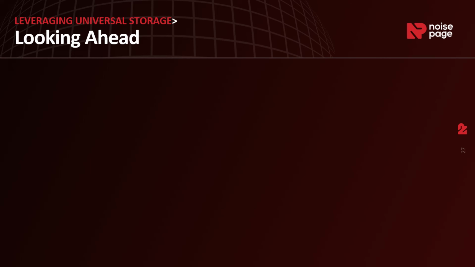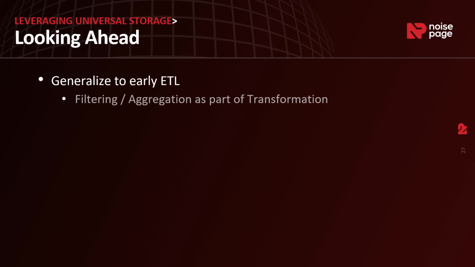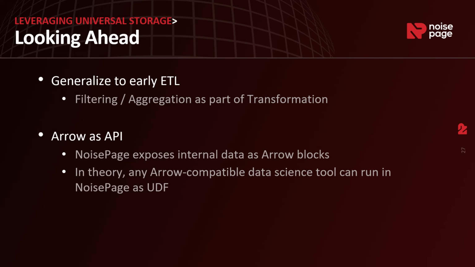Looking ahead, we can try to add more functionality to NoisePage's transformation process and introduce features such as filtering or aggregation, essentially pushing the entire ETL pipeline, including some stateful processing, up into the OLTP system. Or, perhaps more interestingly, because NoisePage has Arrow data natively, Arrow can serve as an API between the database and external tools. Because much of the data science world is programmed to work with Arrow, in theory, any of them can execute directly as a UDF on NoisePage, because NoisePage's data is mostly in the same format. This opens up some exciting opportunities for compute shipping architectures in addition to the data shipping ones, like the ones we showed before.